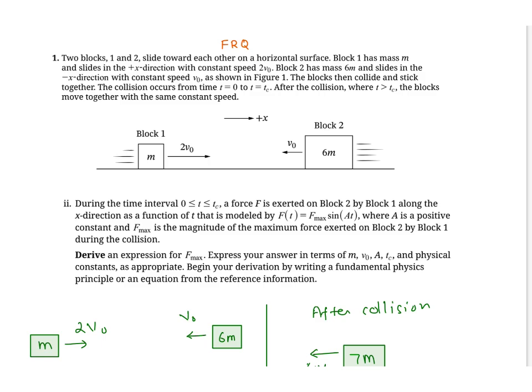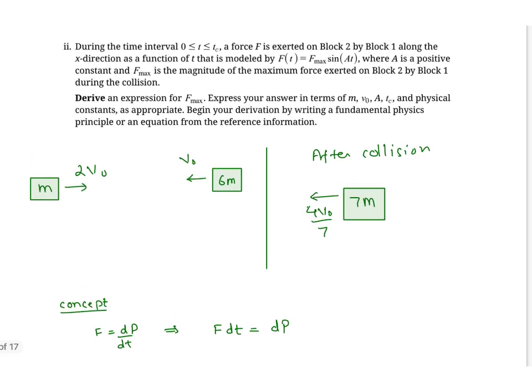So in AP physics, always start with the basic principle. And here the fundamental principle is that impulse is equal to change in momentum. But for you, I will derive that expression. Initially, it was given that m and 6m were moving with velocities 2v naught and v naught. After collision, this combined mass was moving with velocity 4v naught by 7. This we had already solved.